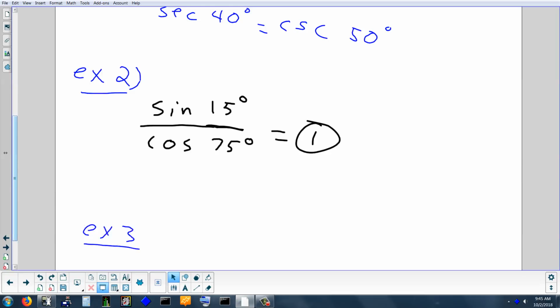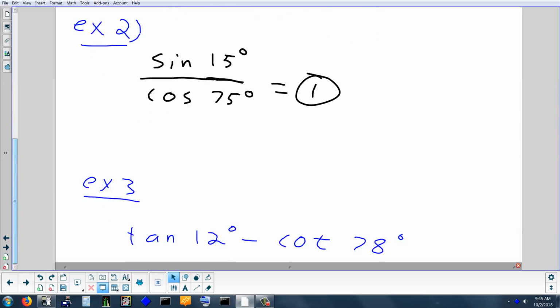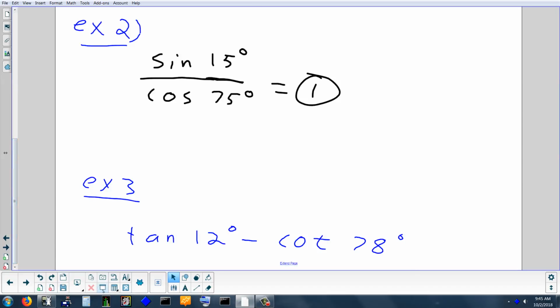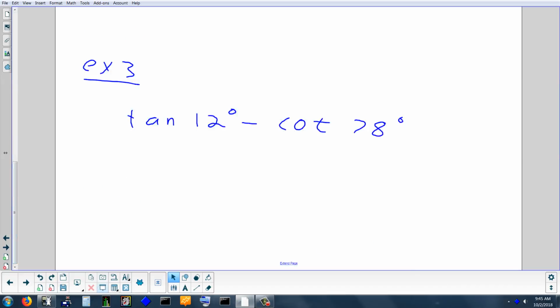Alright, how about something like this one? The tangent of 12 minus the cotangent of 78. This one's even worse. I have no idea what the tangent of 12 is. And I have no idea what the cotangent of 78 is. But tangent, cotangent, those are cofunctions. 12 plus 78 is 90. So if I compare the first thing to the second thing I'm subtracting, how do those two things compare to each other? They're equal. And what happens if you subtract two things that are the same? 0. You get 0.